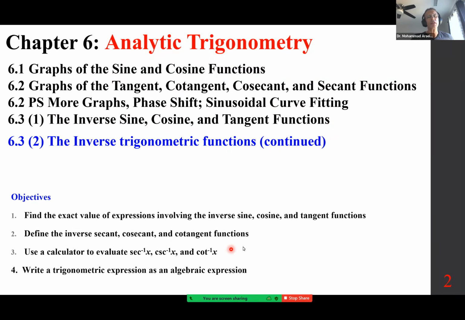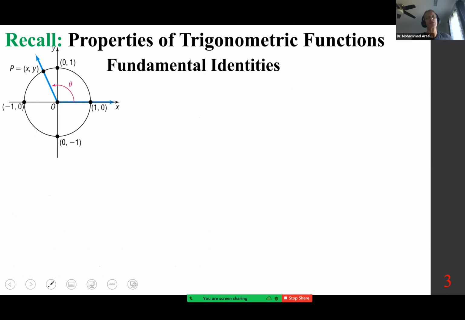We're going to define inverse secant, cosecant, and cotangent. We will also use a calculator to find their inverse functions and write a trigonometric expression as an algebraic expression.